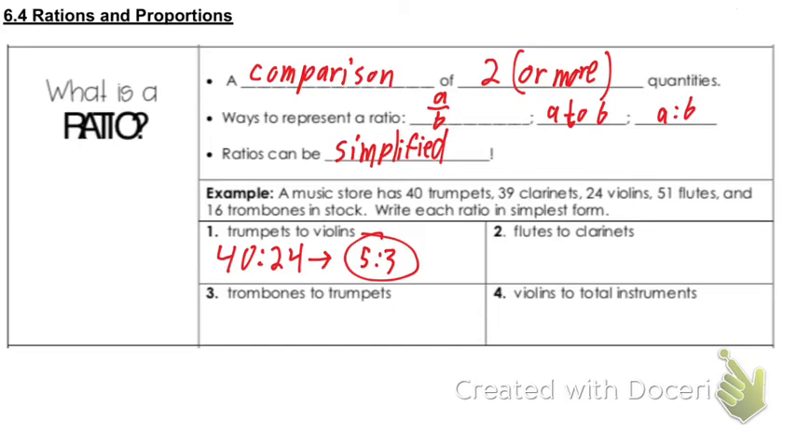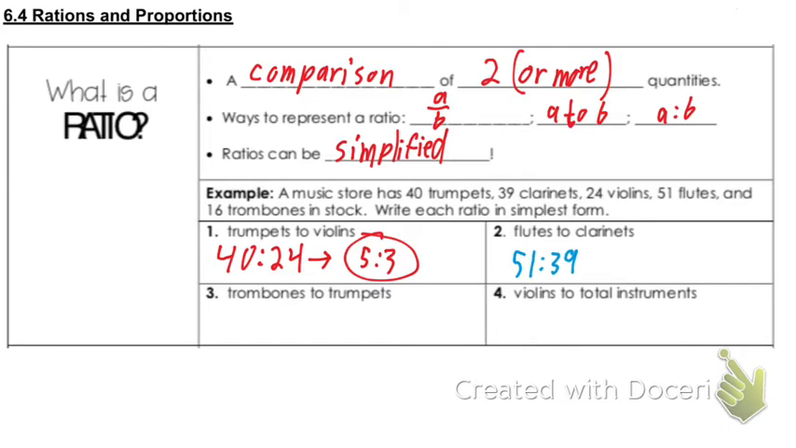Now notice, when it said trumpet first, what number did we put first? The trumpets. When it said violin second, what number did we put second? Violins. That was pretty important for us to do here. So when we have flutes to clarinets, can somebody help me set this one up? 51 colon 39. Okay, 51 to 39. There are 51 flutes for every 39 clarinets.